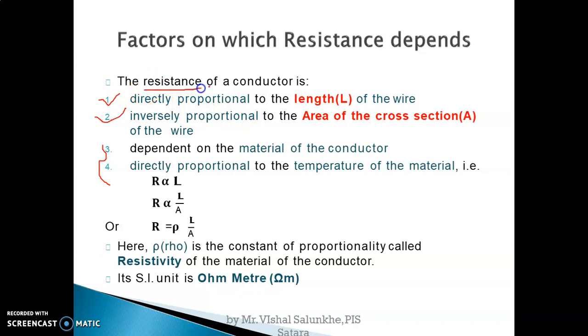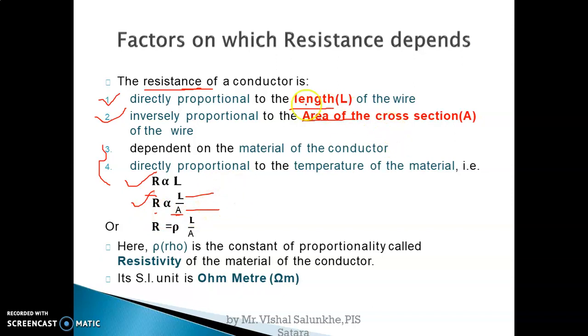Resistance is directly proportional to length and inversely proportional to area. So here you have written that resistance is directly proportional to length, and resistance is inversely proportional to area. Here we have written it in combined form, that is, resistance is directly proportional to length and inversely proportional to area. My dear students, I'll explain why this happens.